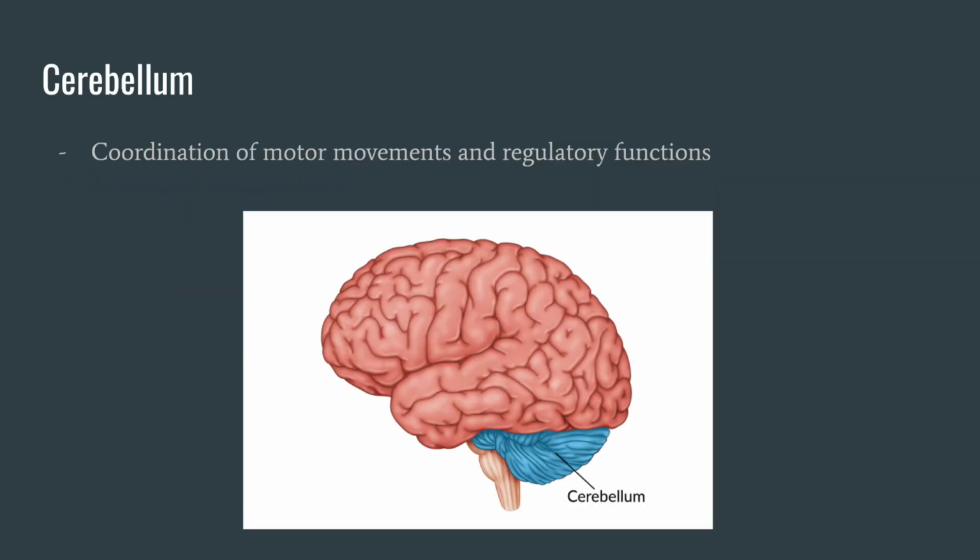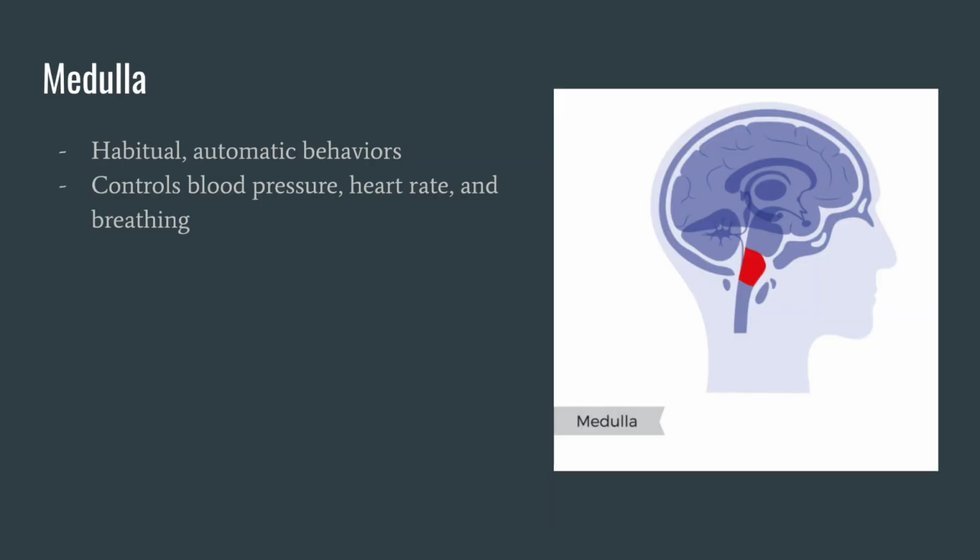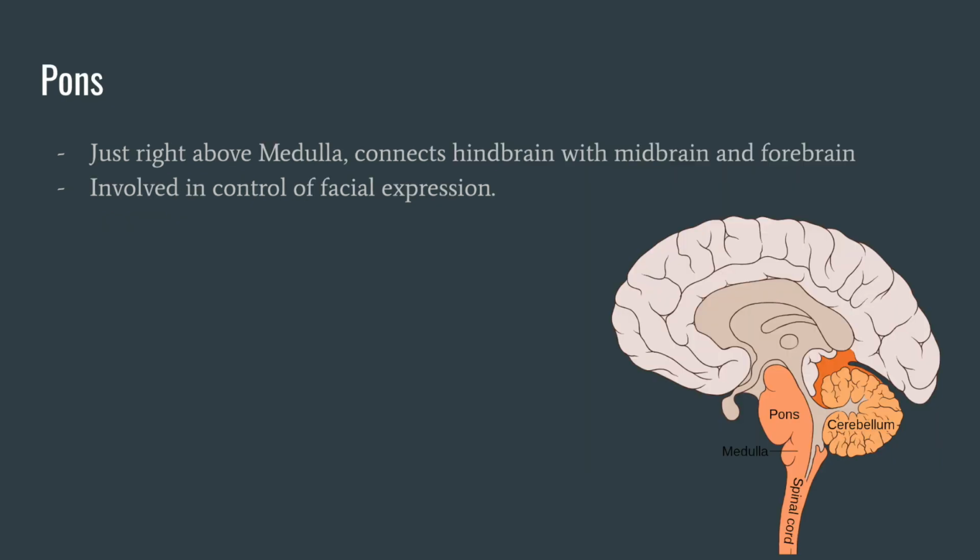First, that I will introduce to you guys is cerebellum. It is for coordination of motor movements and regulatory functions. Next is medulla. It is for habitual automatic behaviors such as your blood pressure, heart rate, and breathing. Next is pons. It is just right above medulla, and it connects hindbrain with midbrain and forebrain, and it is involved in control of facial expression.